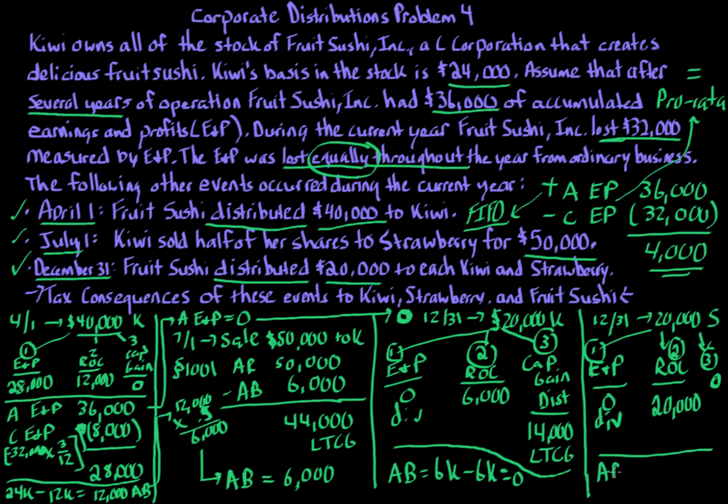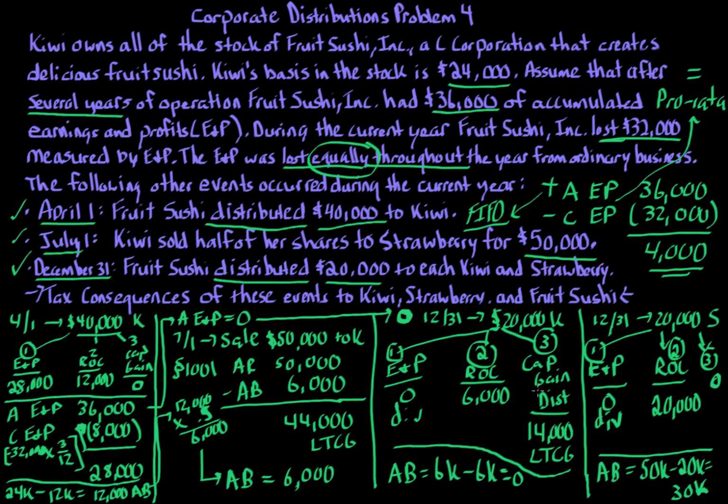The adjusted basis started with 50,000 minus 20,000. That equals 30,000. So Strawberry's basis after this transaction is 30,000. So again, the tax consequences to Kiwi, 6,000 return of capital, 14,000 long-term capital gain distribution. But for Strawberry, all 20,000 is return of capital, and the adjusted basis of Strawberry goes from 50 down to 30 because there's 20,000 return of capital. So we've just gone through the tax consequences with respect to the shareholders for all the dates. And the summary, you see all the summary here.